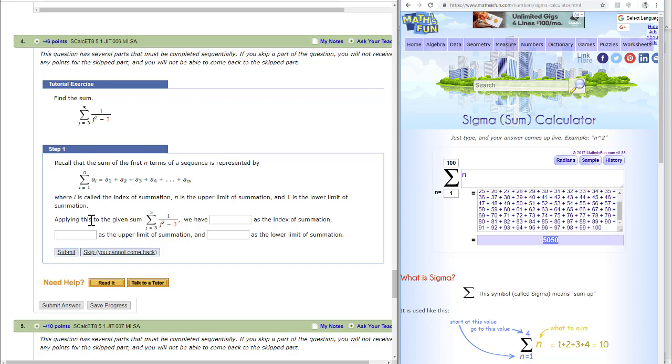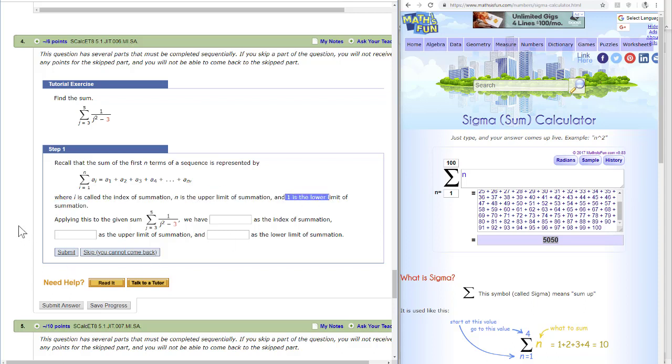Back to our problem here. The sum of the first n numbers of a sequence is represented by this. Here i is the index, and so inside of your function you should have your index being represented there. Then you just replace that index variable with a starting point here. In this case it's 1, and then you end at whatever the ending point is, whatever n is. So i is called the index of the summation, n is called the upper limit, and 1 is the lower limit of the sum.